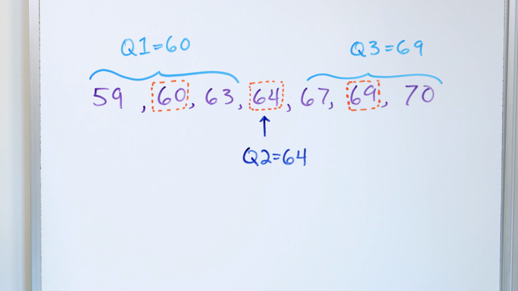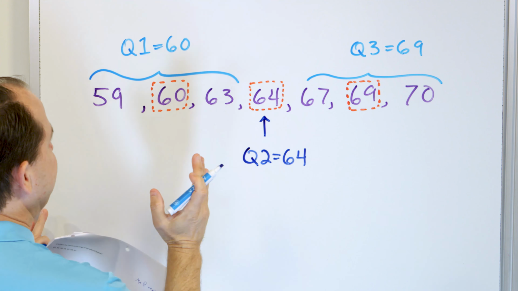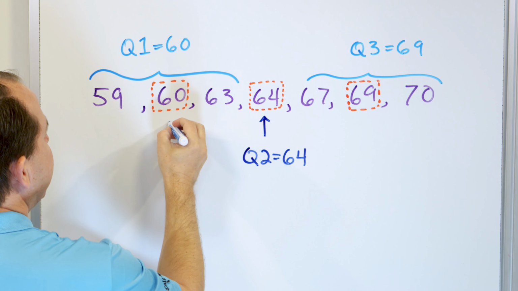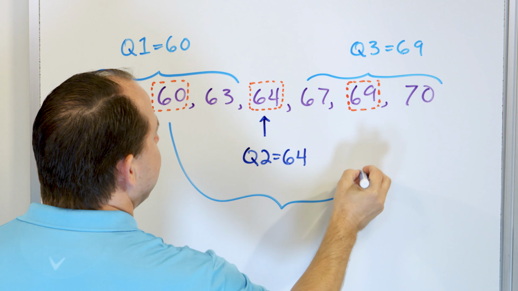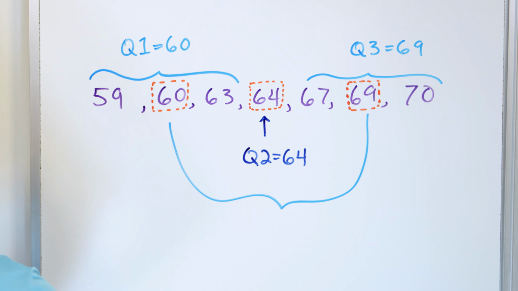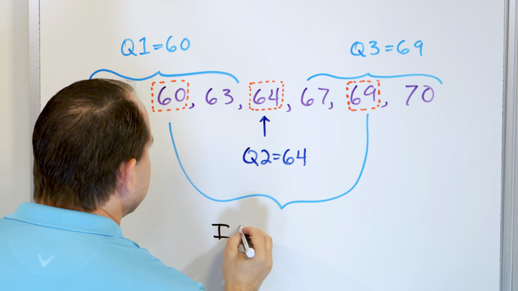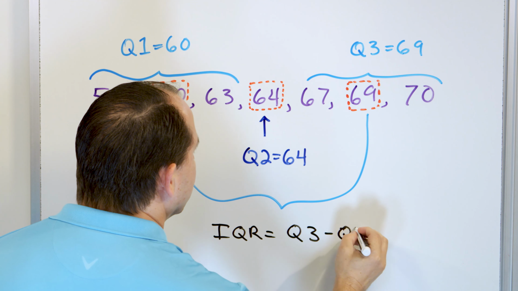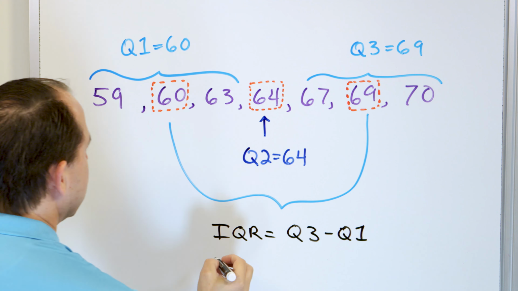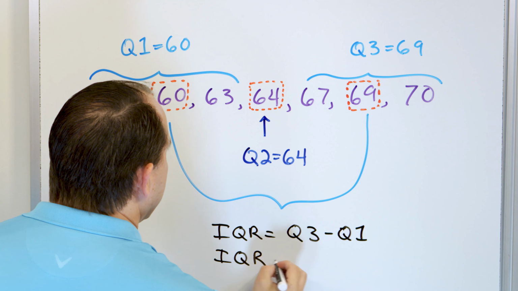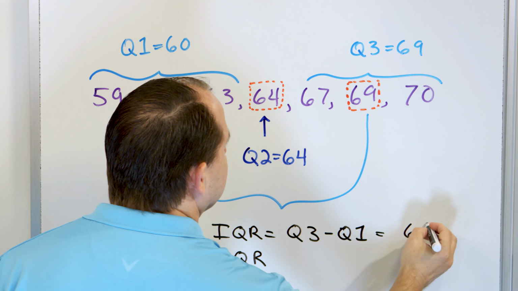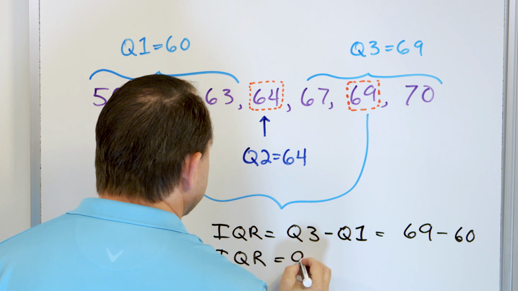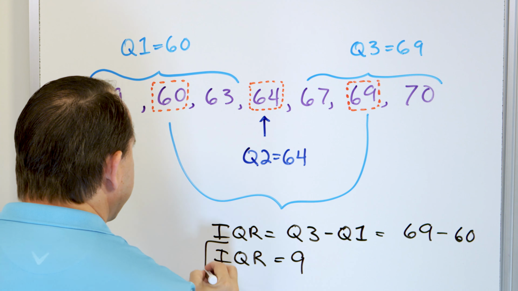So finally what we do is we find the range, but not including the lower quartile and the upper quartile. So we go here, and we just calculate the range between those. So the interquartile range is going to be Q3 minus Q1, whatever we found for Q3 and whatever we found for Q1. And what did we find for that, by the way? 69 minus 60. And that's going to be equal to 9. So the interquartile range is 9.